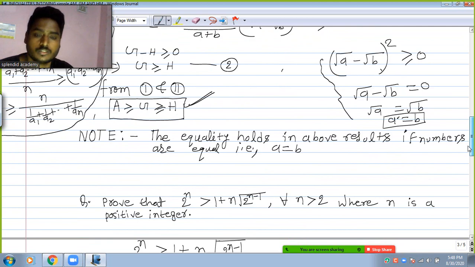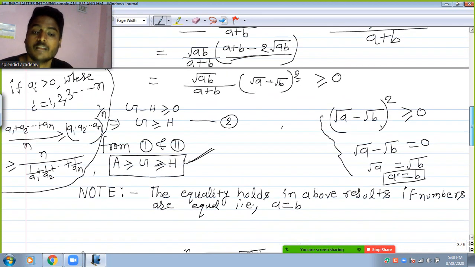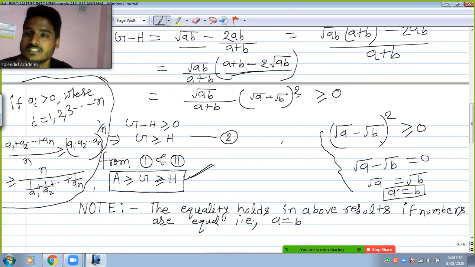So this is the note: equality will hold if the numbers are equal, right? And the numbers should be positive. And this is the extended part of this. Here I have taken only two positive numbers, but this inequality is valid for n numbers. So if I take ai greater than 0, where i equals 1, 2, 3, up to n, it means we have a1, a2, a3, and so on up to an.